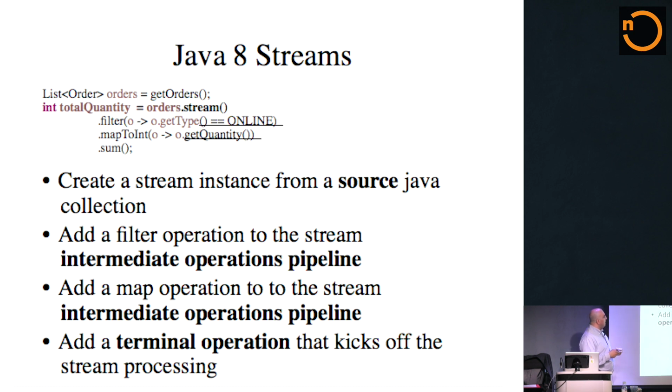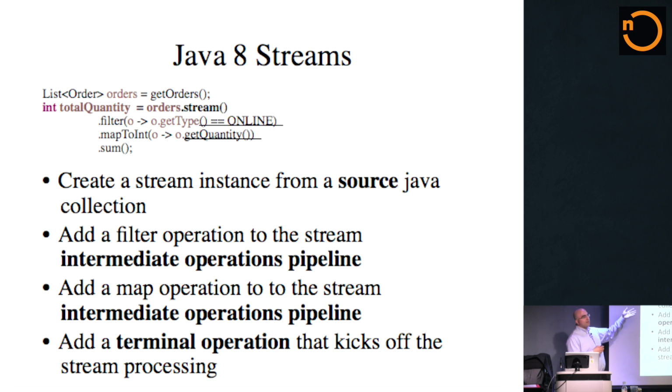That's the orders.stream. Then we add a filter operation, where we pass the Lambda expression that says, look at the incoming object, get its type. If it's an online order, then let it through. If it's not an online order, drop it on the floor. Streams always have a pipeline of intermediate operations. Then we're doing a map, so we're taking the object and extracting o.getQuantity, so we're getting how many items were in the order. And then finally, we're adding them all up with the terminal operation called sum.